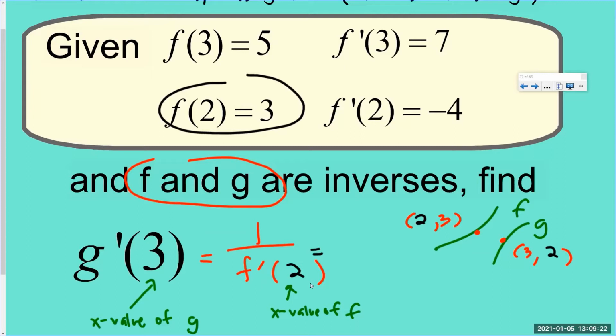What is f prime of 2? -4. So this answer is 1 over -4, or you could say negative 1 over 4. Same thing. Okay, that was pretty nice. I think we're done with our notes. Is that right, guys? Can we go look at our homework?